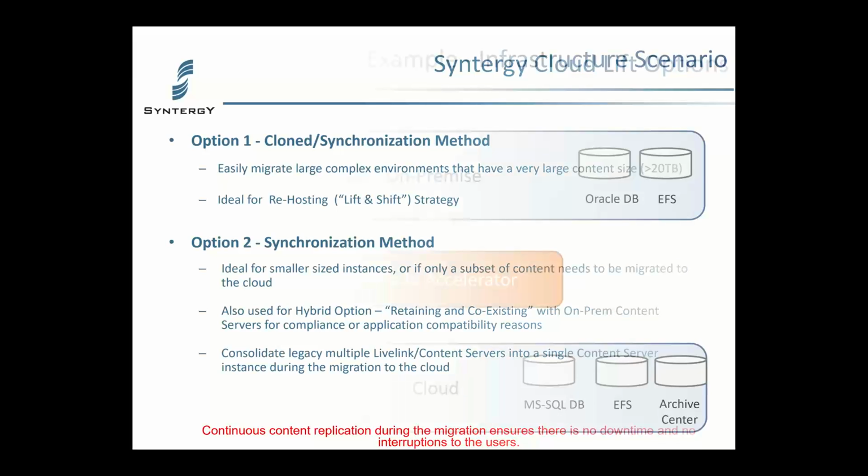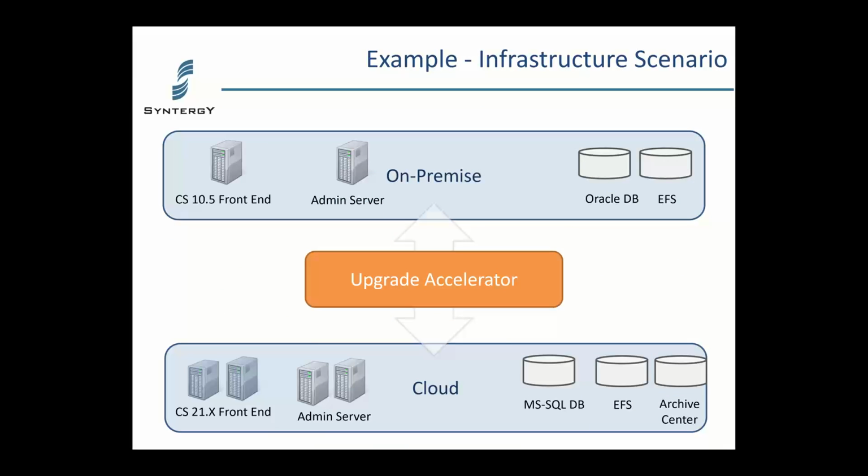Okay, so what is the infrastructure? Just a picture of what it would look like. For example, the top part of the screen is, you might have a Content Server 10.5 environment with, just as an example, one front end, one admin server, an Oracle database running on Unix, and an external file storage system. Your new environment could be in OpenText Google Cloud Computing Platform. It could be in Amazon AWS. It could be in Microsoft Azure.